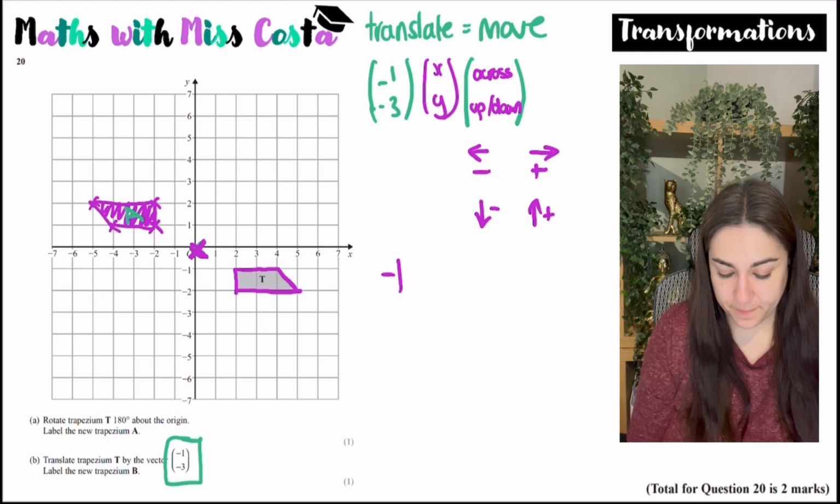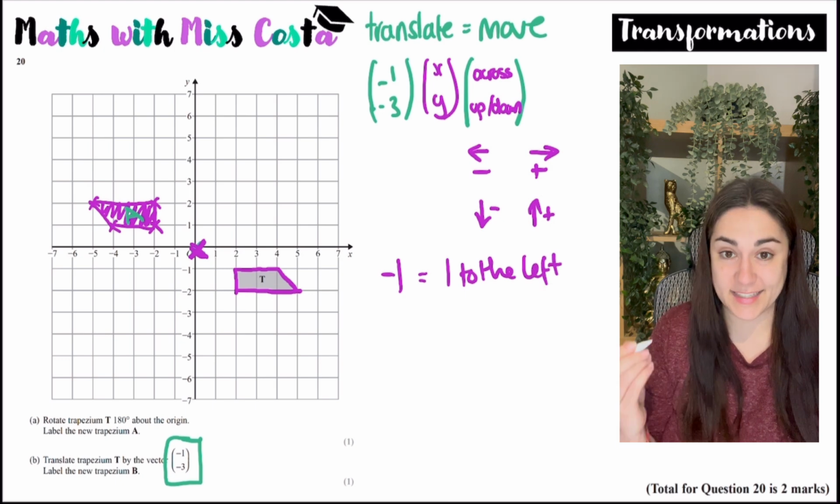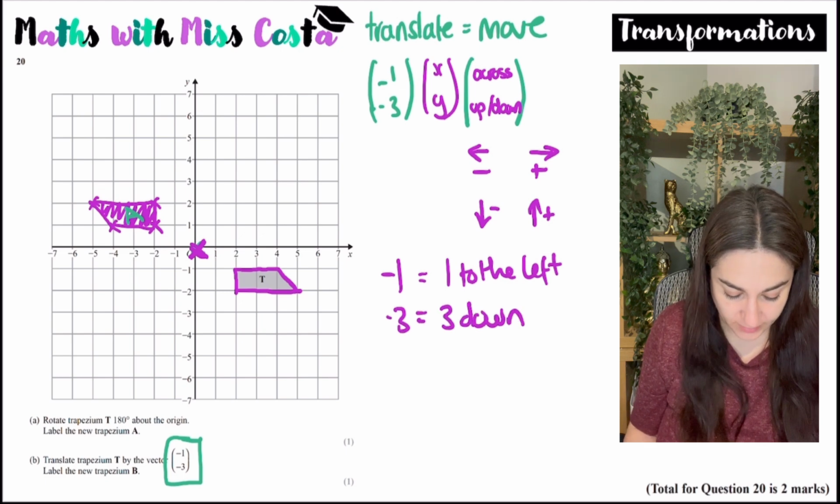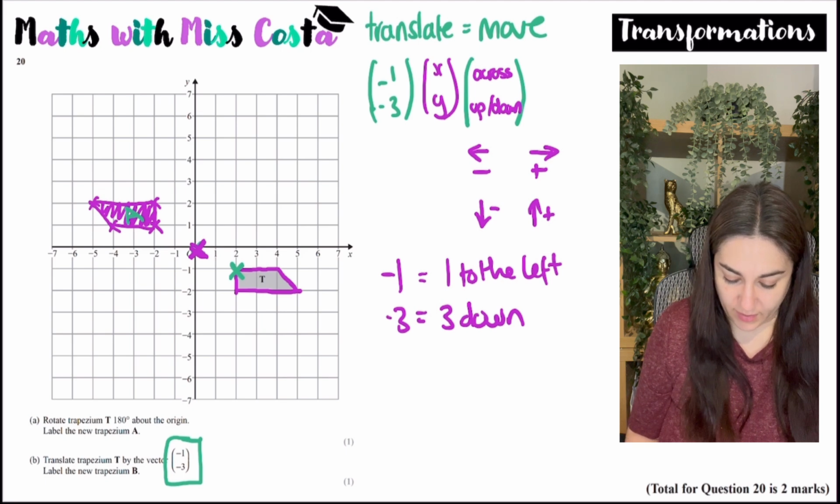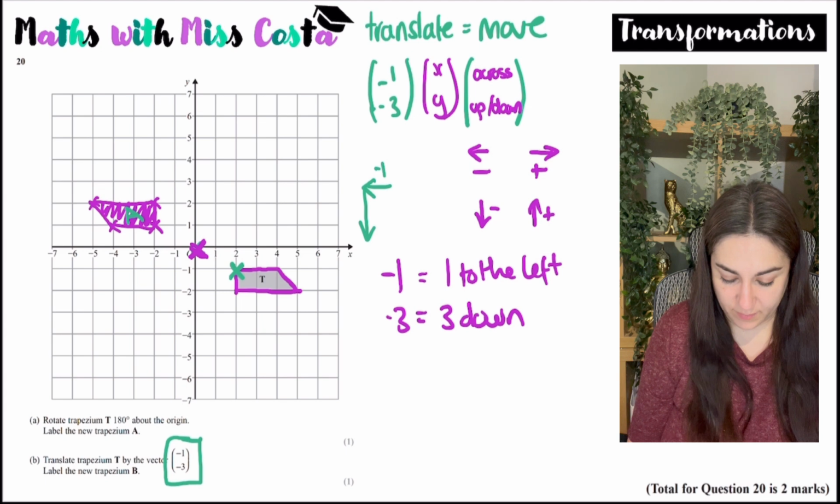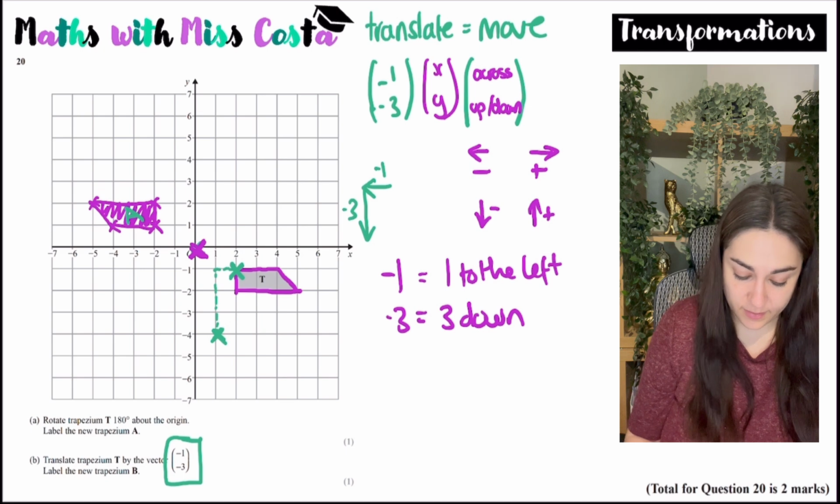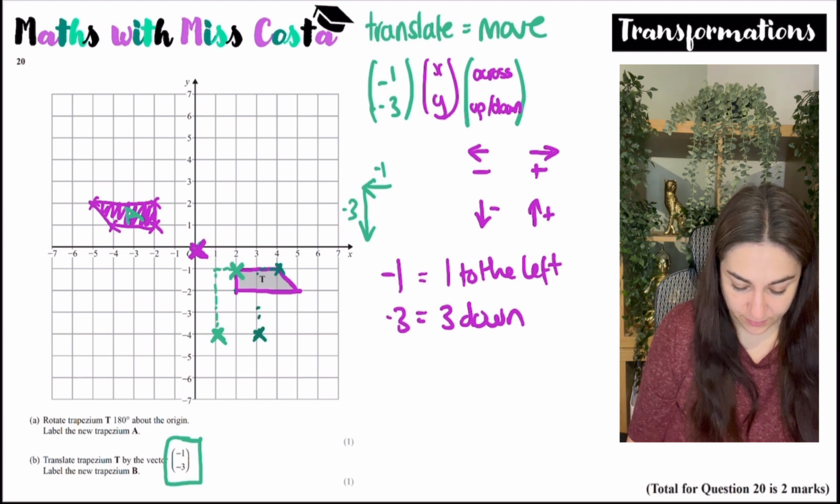So I've got -1 for my top x movement. So that means 1 to the left. So negative means I'm going to the left. And I've also got a -3. So that means 3 down. So what I do is I can pick any point of my trapezium. I can just pick this top point. I know I need to move, it's going -1 and then moving down 3. So across 1 and then down 3. So I go across 1 and down 3, and that is where my new point would be. I can then just by looking at it, draw the whole trapezium, or I could do it point by point. So over here, I go across 1 and down 3. Same here, I go across 1, down 3, across 1, down 3. And that's how you translate a shape.